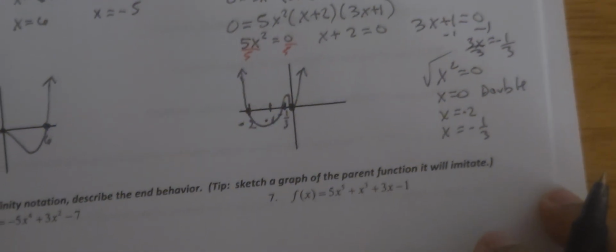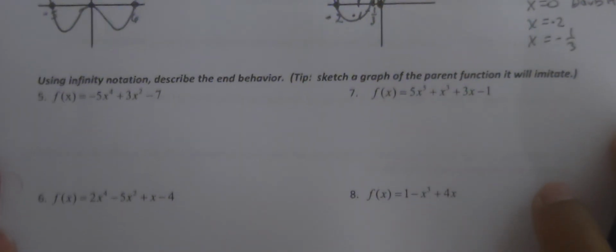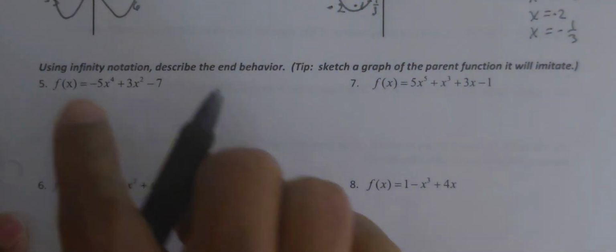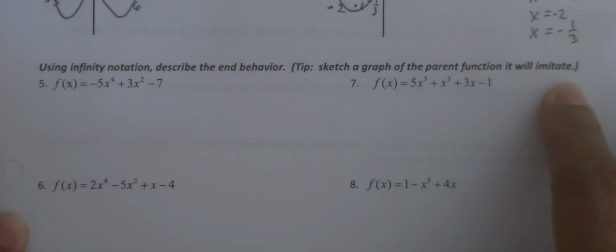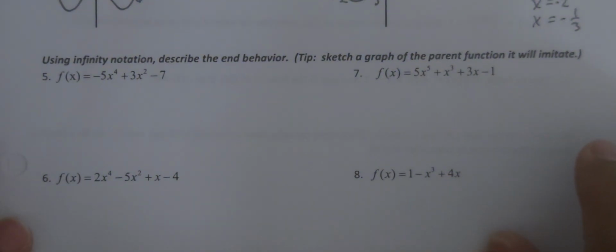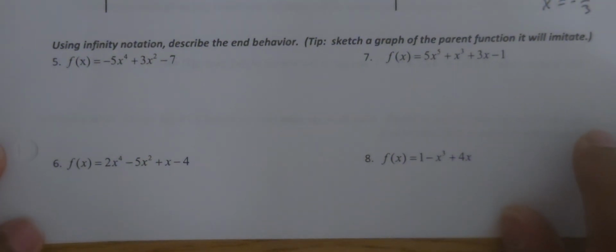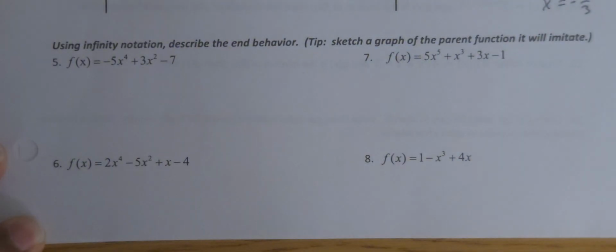Let's go on to number 6. So for number 6, number 5 through 8, using infinity notation, describe the end behavior. Then sketch the graph of the parent function. I am not going to do this again for the sake of time, but I will sketch the graph of those functions. So let's start with number 6.